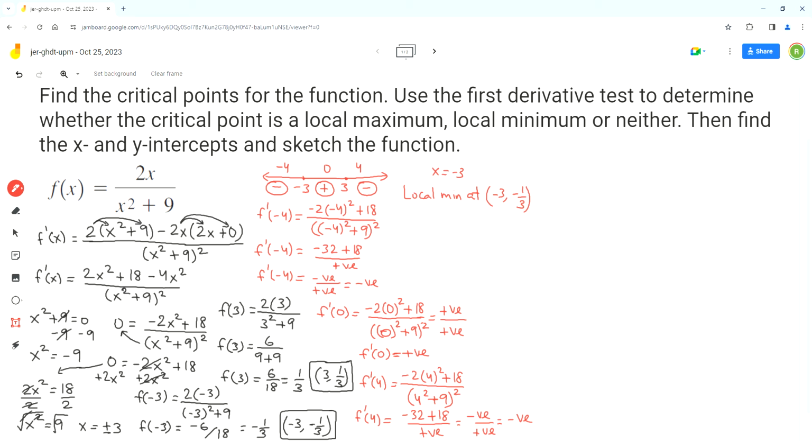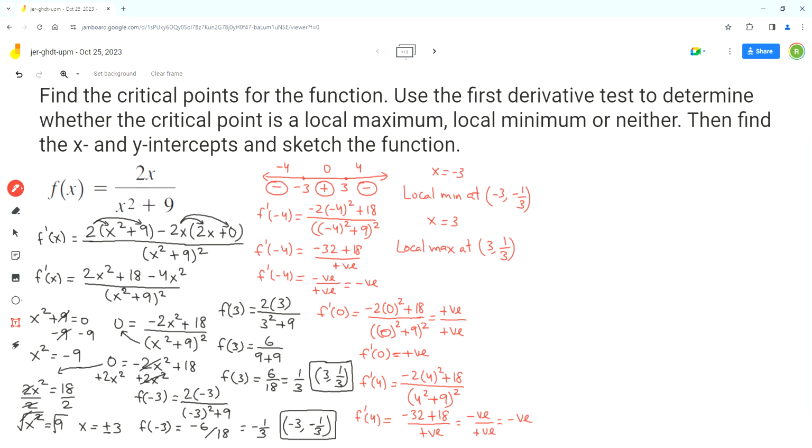Now we can analyze the other critical number, x equals 3. To the left side of x equals 3, the function is increasing, and to the right side of x equals 3, the function is decreasing. So that means there is a local maximum at critical point 3, 1 over 3.